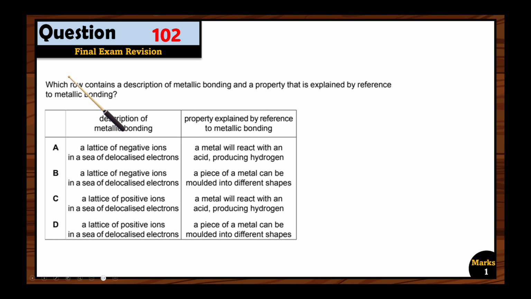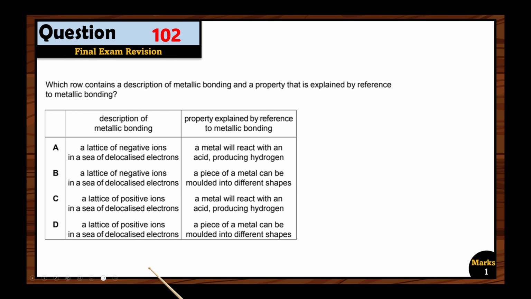Question 102. Which row contains a description of metallic bonding and a property that is explained by reference to metallic bonding? Okay, so let's see now the description of metallic bonding. A lattice of negative ions? Wrong. There are no negative ions. A lattice of positive ions in a sea of delocalized electrons? Yes, that's right. Now let's see.